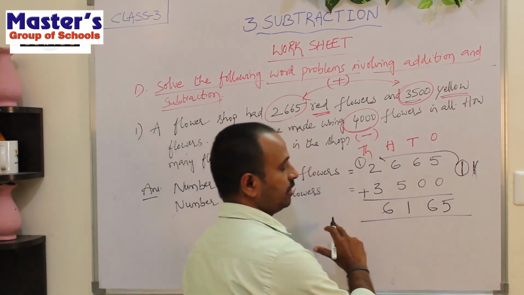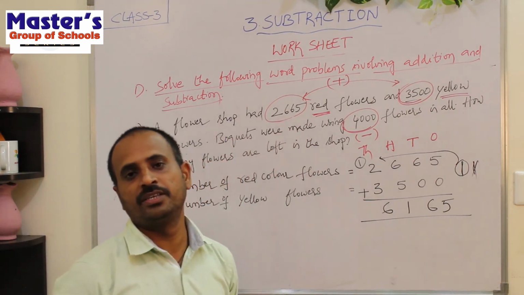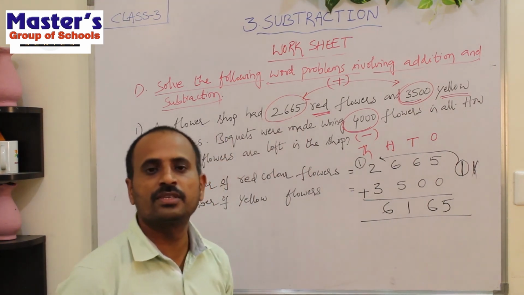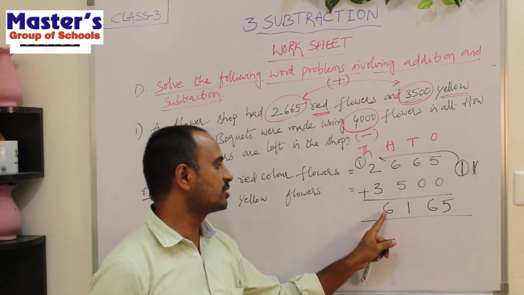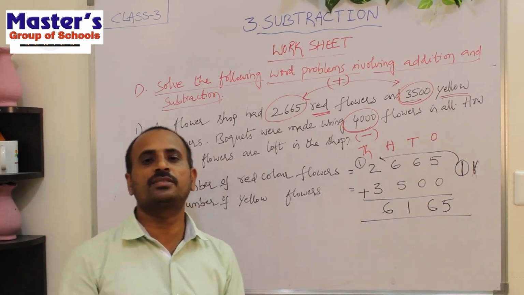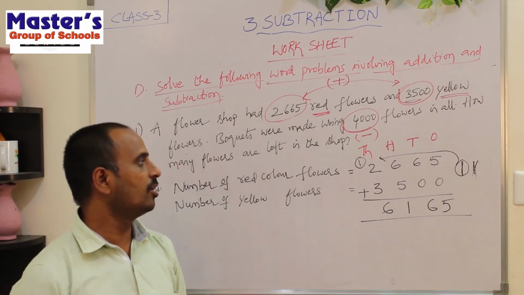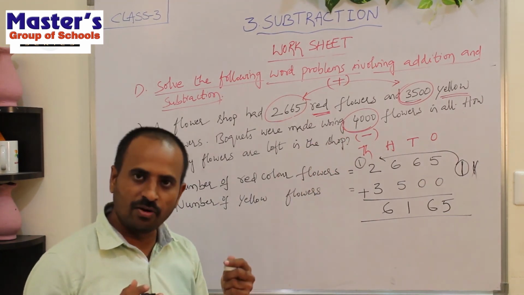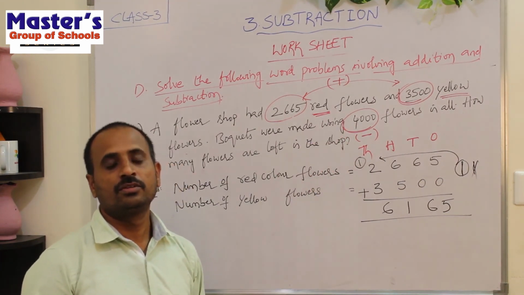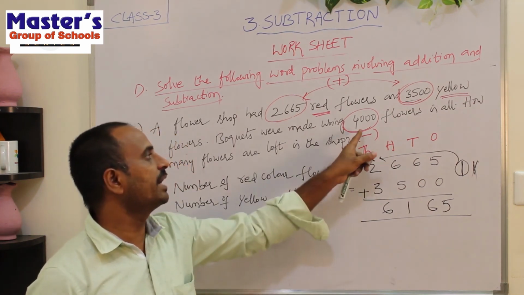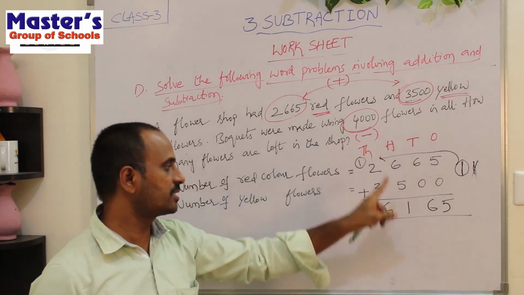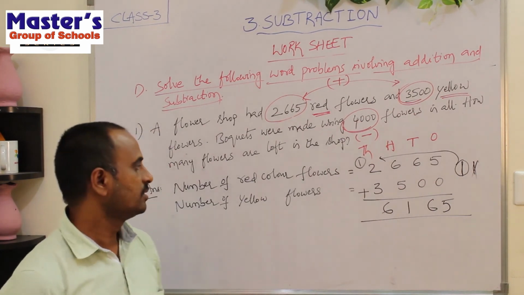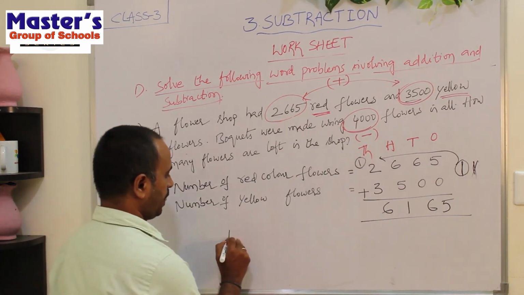And the total number of flowers in the shop, that means both yellow and red flowers, how many are there? 6165 flowers are there in the shop in total. And how many flowers are used in making bouquets? 4000. Now we have to do subtraction. What do we have to subtract? We have to subtract 4000 flowers from the total flowers.